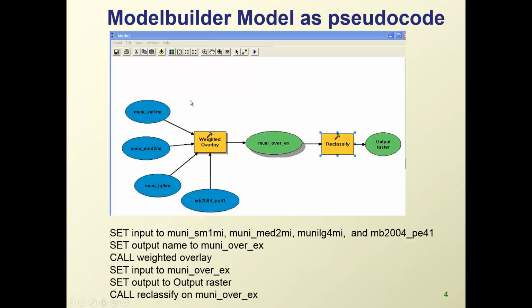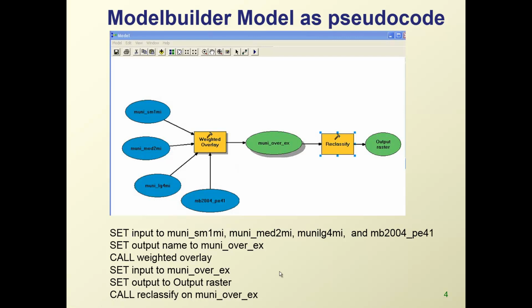If there were lines of code below this, you would know that they're not being repeated for every folder there is. Everybody in here is familiar with Model Builder. You can think in terms of Model Builder as being a visualization of pseudocode. It's got things that are inputs. So in this example, we've written this model in terms of pseudocode down here. So we're setting all of these inputs, setting the output variable name, and then calling the weighted overlay tool. So that call is a keyword as well. And then we're setting the input for the reclassify tool and setting the output for the reclassify tool and calling the tool itself.